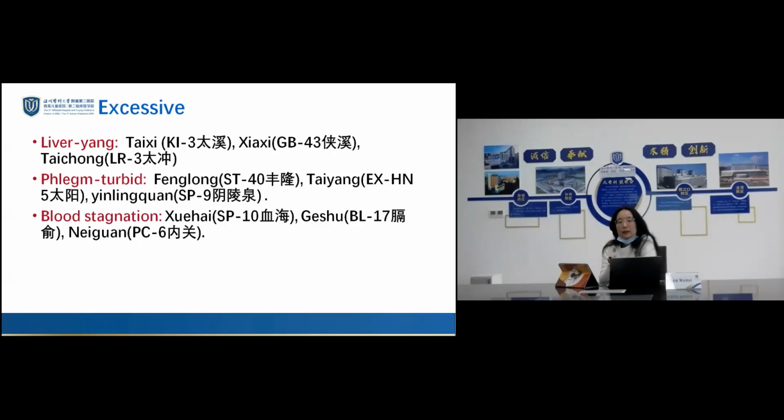And if it is a blood stagnation, we choose Xuehai, spleen 10. This point is good at treating all kinds of blood disease, blood deficiency, blood heat, all kinds of blood disease. Also, the Geshu bladder 17. This point is one of the 8 influential points, the influential point of blood. These 2 points are good at treating blood disease. Then we choose Neiguan pericardium 6, recommended to calm down the mind because of the blood stagnation. Also, if you feel the pulse, you can find an uneven pulse, right? To calm down the mind.